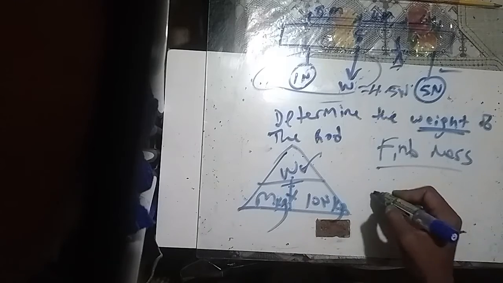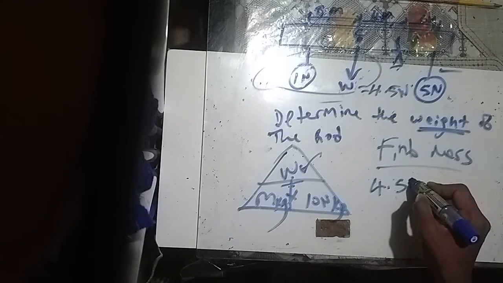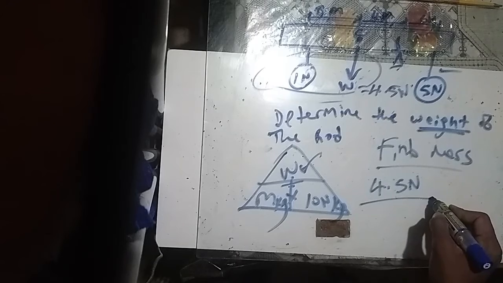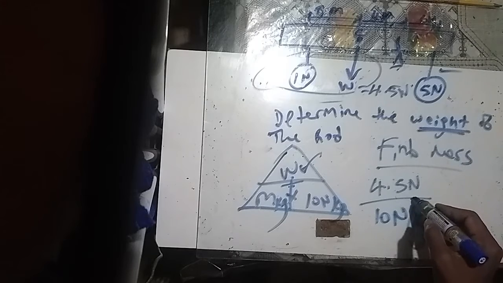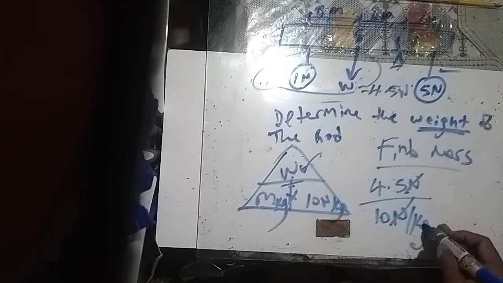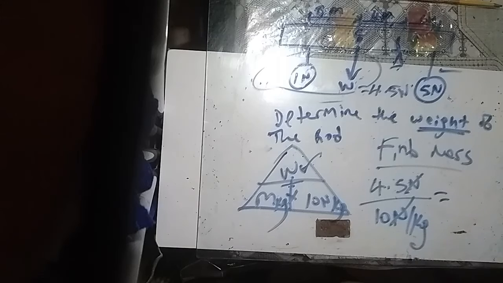Therefore, I take my 4.5 Newton and I divide it by 10 Newton per kilogram, which is gravity. This cancels this and leaves me with kilogram. So therefore 4.5 divided by 10 gives me 0.45 kilogram, which is the mass of the rod.